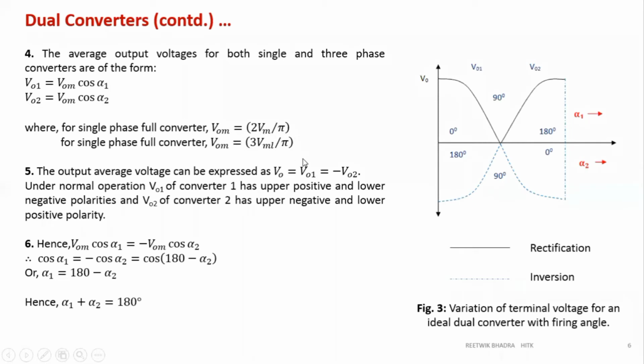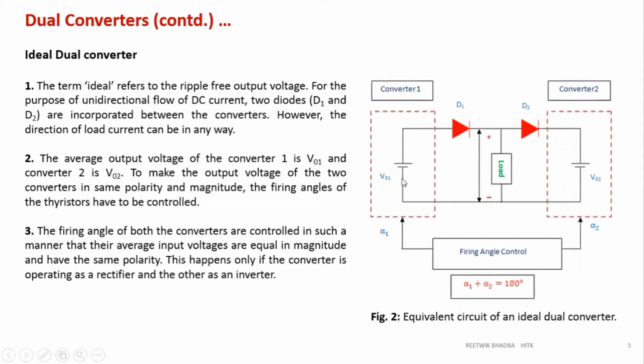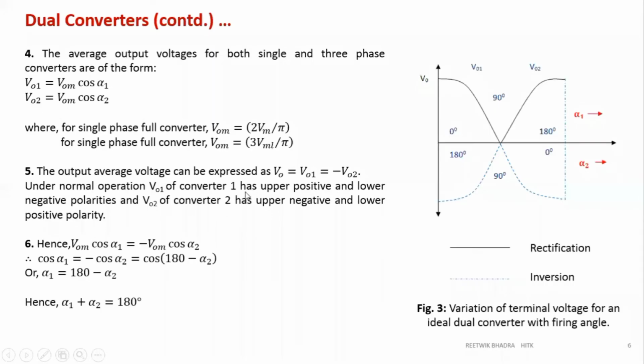So what we are trying to make is the values of V01 and V02 equal. But as you can see, from V01 the current will flow in this direction, right? It will enter the plus, and in V02, going in the clockwise direction, it will enter the minus. So both have opposite polarities. The voltages because of V01 and V02 will be opposite in nature. So V0M cos alpha 1 is equal to minus V0M cos alpha 2.